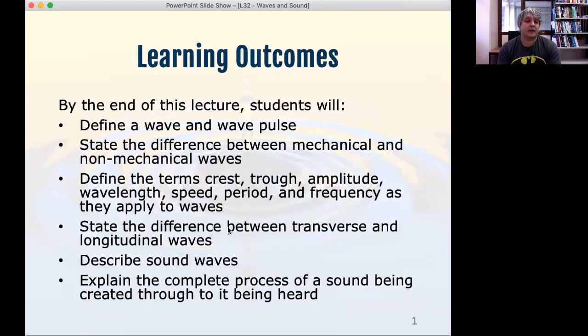So our goals today are around what I was just saying. We want to define waves. We're also going to talk about a wave pulse because that will help us with some of the phenomena in the next lesson. We want to define the types of waves, so the difference between mechanical and non-mechanical, as well as properties of the wave, which includes things like crest, trough, amplitude, wavelength, speed, period, and frequency. We've got transverse and longitudinal as another distinction between types of waves, and then, as I said, we'll introduce sound waves, describe those, and talk about how all those wave properties apply to sound waves. And we'll actually mention a little bit about the process of hearing, but just in brief, we're not going to get too much into the biology of that.